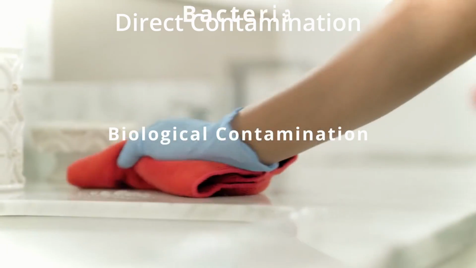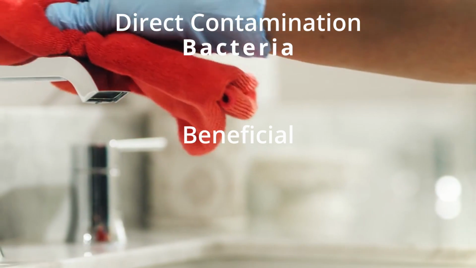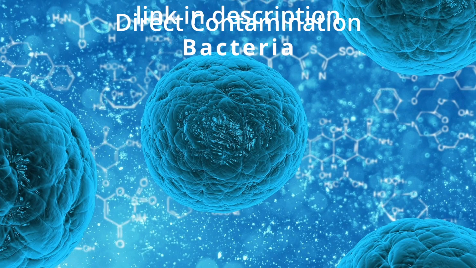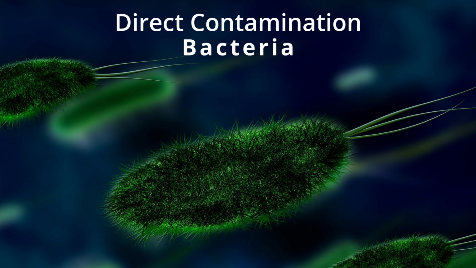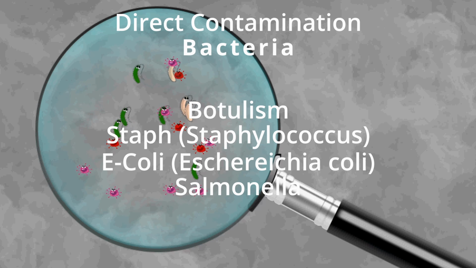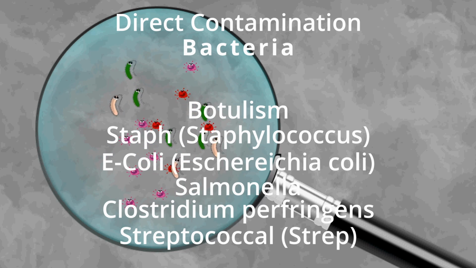This includes bacteria. There are 4 kinds of bacteria: harmless, beneficial, undesirable, and disease-causing bacteria known as pathogens. I will be discussing more about bacteria in depth in a following companion session. Main bacterial infections include botulism, staph or staphylococcus, E. coli, salmonella, Clostridium perfringens, and streptococcal, which is strep.